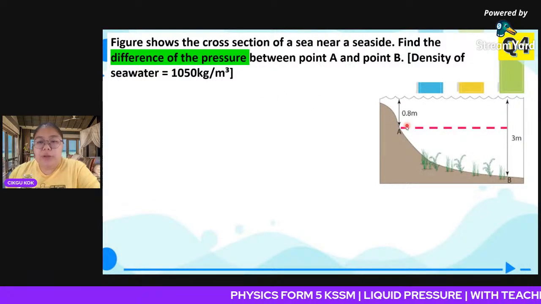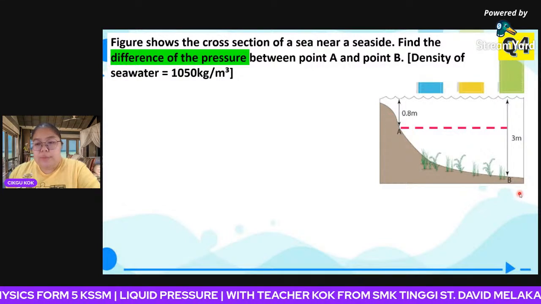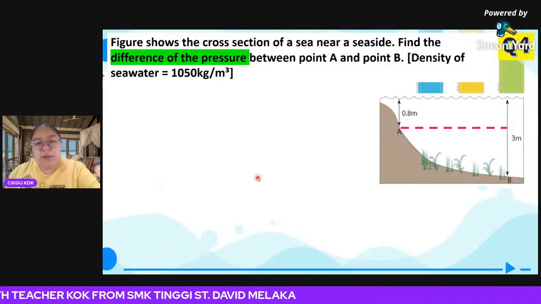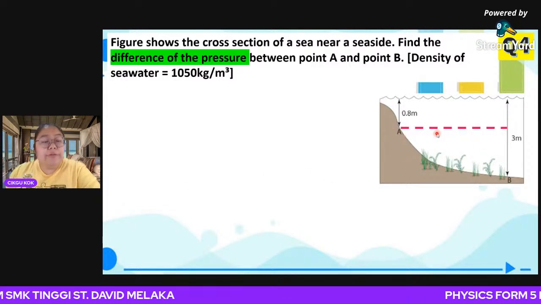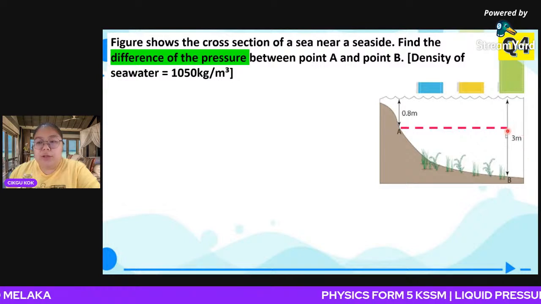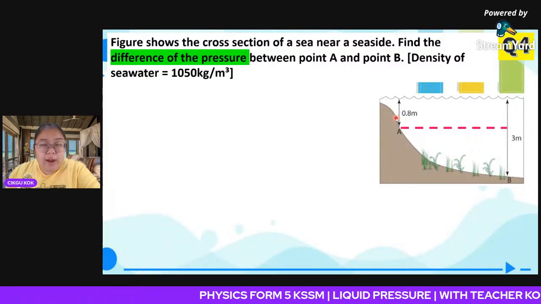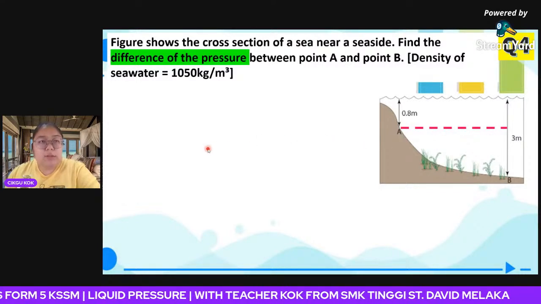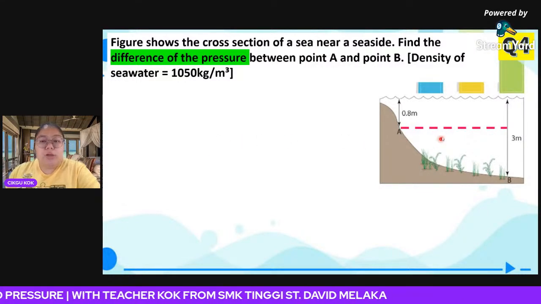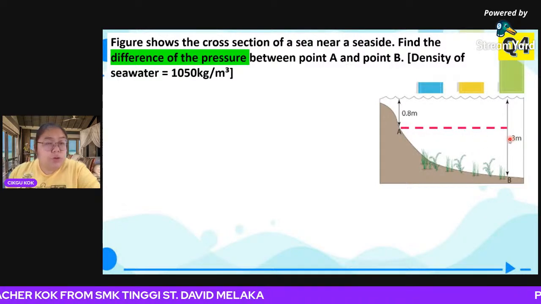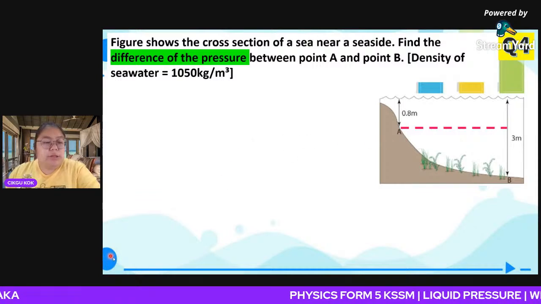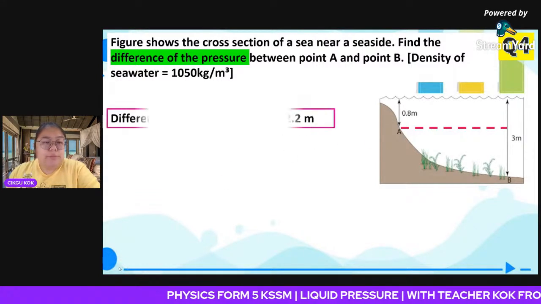From here we need to find the differences. That means you need to find the pressure at A and the pressure at B, then we minus. That one we call the difference. Another method is you can straightforwardly find the difference in depth first. Take 3 meter minus 0.8 meter, then use rho hg to calculate the pressure. Because the rho is the same and the g is also the same, only the height is different. So you minus the height, then after that you can do the calculation. First we show the difference.